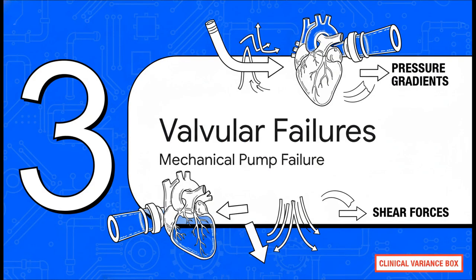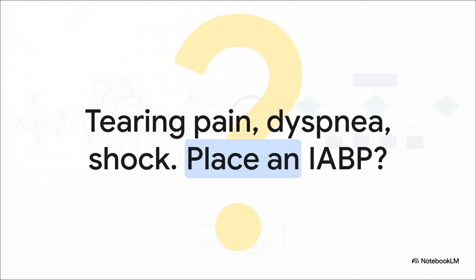Next up, Module 3, Valvular Mechanical Failures. Here is a frankly terrifying mechanical trap. Let's say a patient with a history of severe, tearing chest pain suddenly develops unremitting dyspnea, rapid cardiogenic shock, and you hear a soft, early diastolic murmur. The heart is failing as a pump. So, is mechanical support with an intra-aortic balloon pump, an IABP, the right move here to support their crashing pressures?